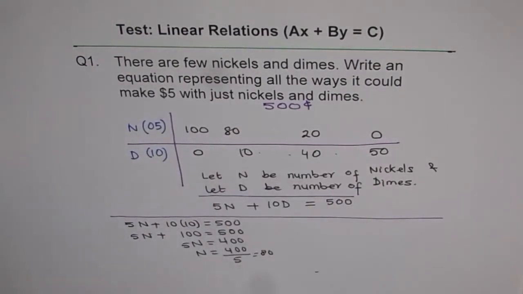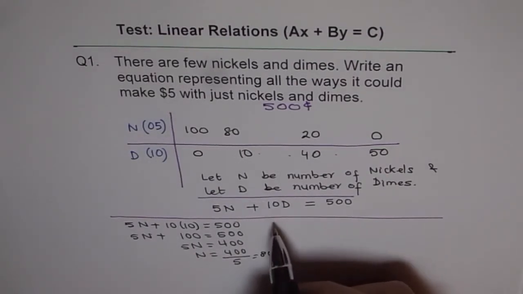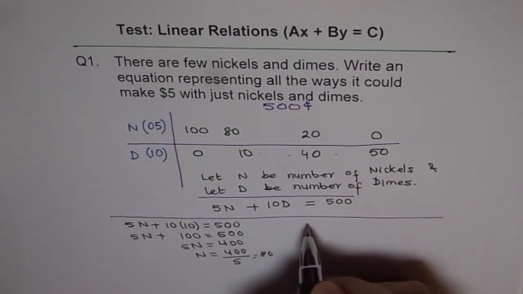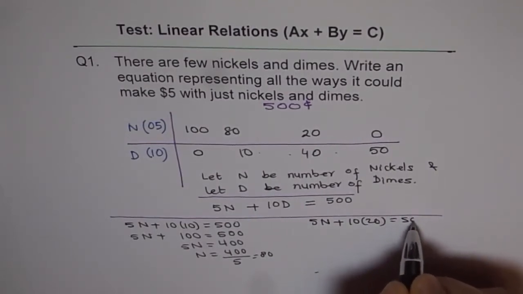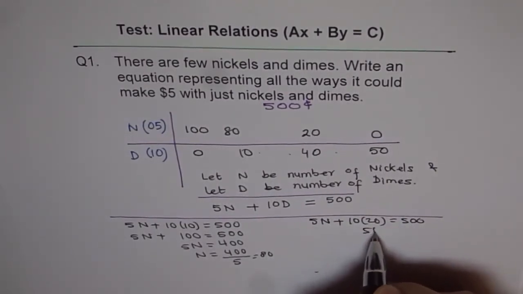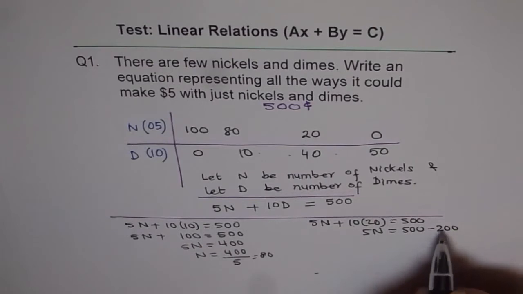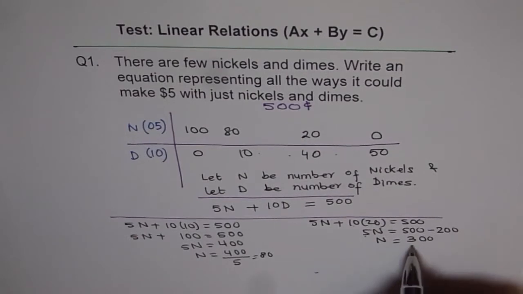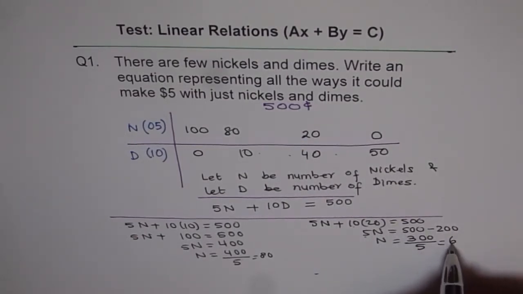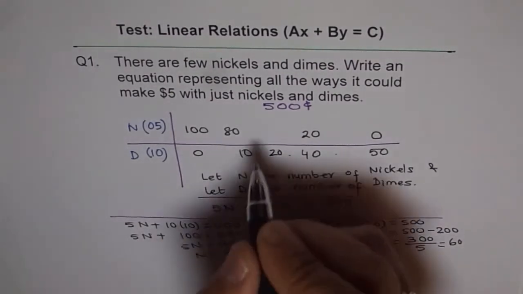So like this, we can put more values in this, correct? We can say, well, let's try with a value of 20 dimes. So if we have 20 dimes, we'll put 20 here. So 5 nickels plus 10 times 20 should be equal to 500. So I'll do a shorter route. 5 nickels is equals to 500 minus 20 times 10, which is 200, right? And that is 300. And so the nickels required is, we'll divide by 5. So it goes 60. So if we have 20 dimes, then we need 60 nickels.